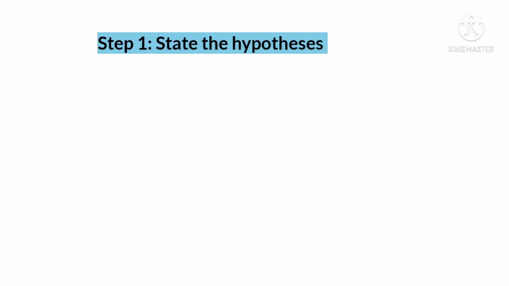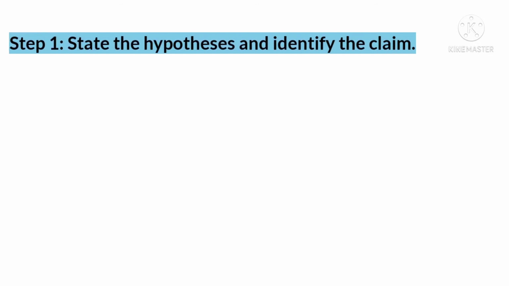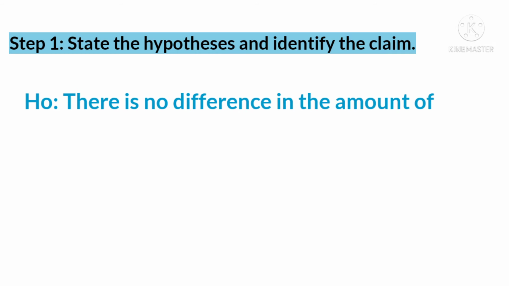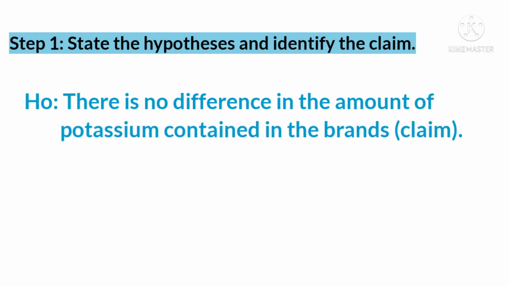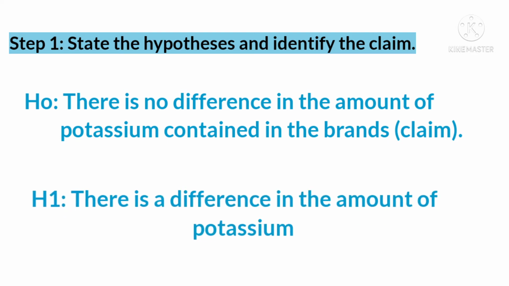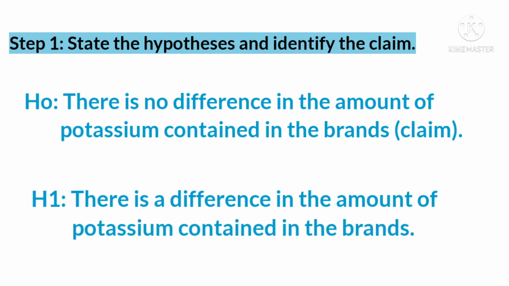Now let us start to solve for this. Step 1. State the hypothesis and identify the claim. So for our null hypothesis, there's no difference in the amount of potassium contained in the brands. This is also our claim. For the alternative hypothesis, there's a difference in the amount of potassium contained in the brands.